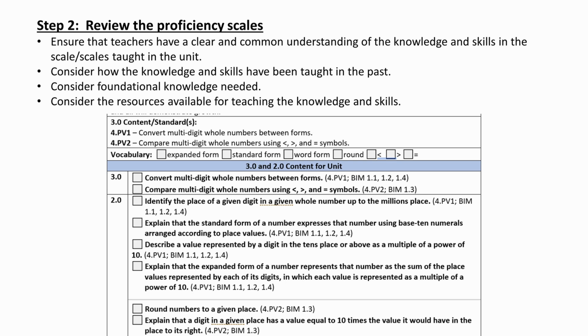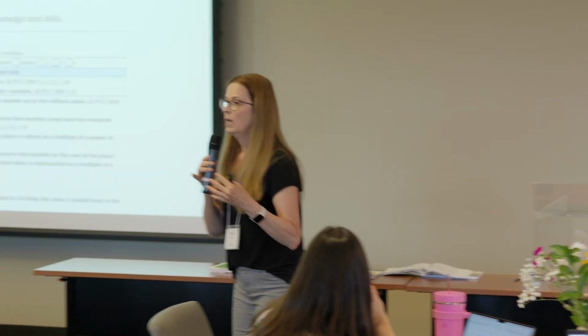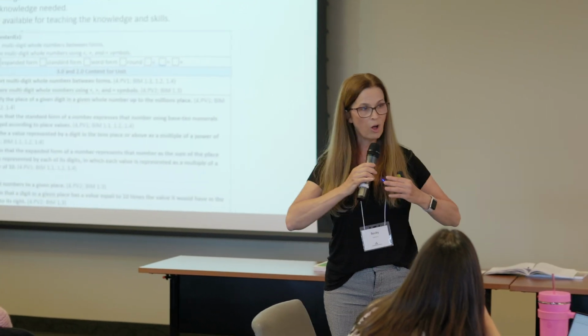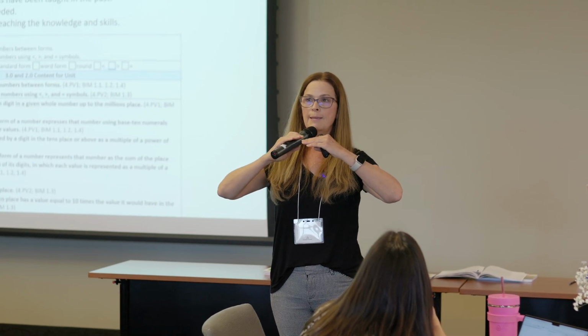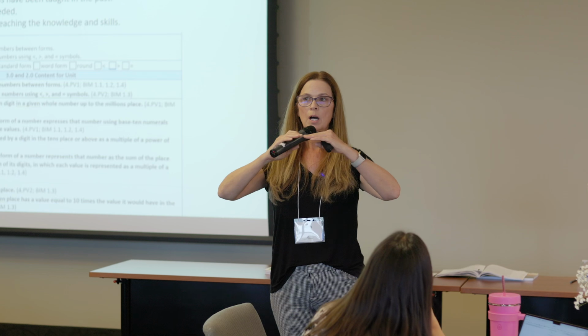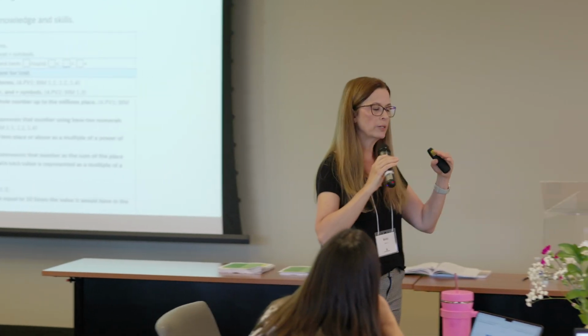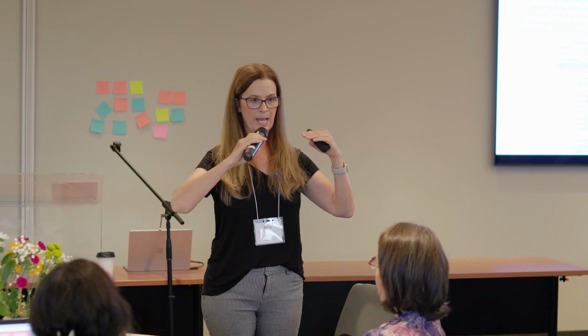Ensure that teachers have a clear and common understanding of the knowledge and skills and the scales that are taught in the unit. I'm a huge proponent for professional learning communities of teachers coming together and doing this work together, because it helps us to have that common understanding. The way that I interpret the scale and the way you interpret the scale may be different. So when we come together and talk about it, we learn from each other. And that common knowledge and common understanding ensures that all of our students are getting that same level of academic rigor.